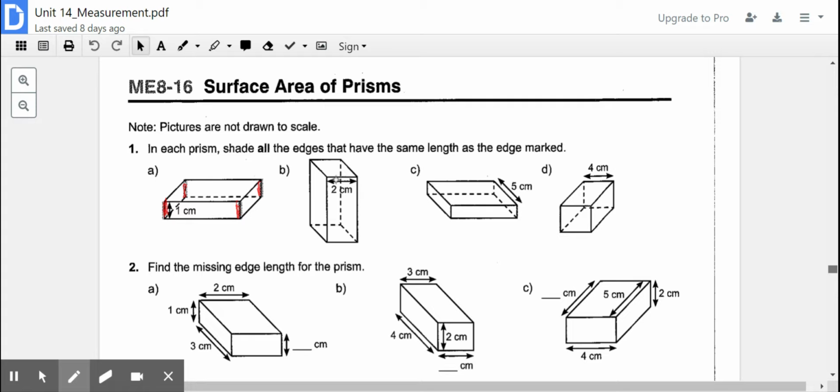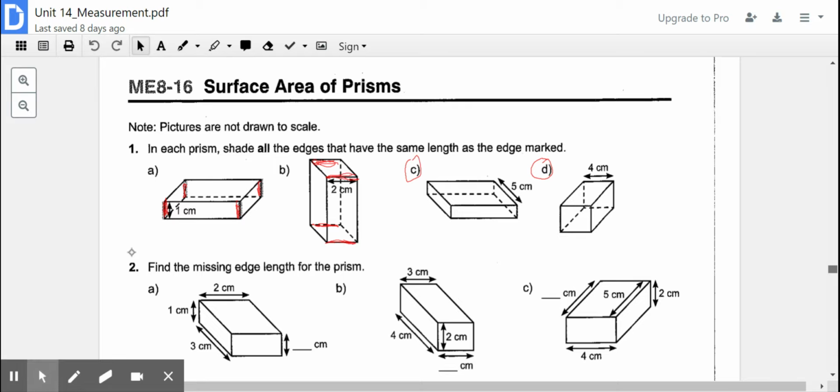We can do the same thing with B. If this one here is marked as 2 centimeters, then this one is going to be 2 centimeters. The back one's going to be 2 centimeters, and the back top is going to be 2 centimeters as well. Go ahead and do the same for C and D. Just mark the edges that have the same length.